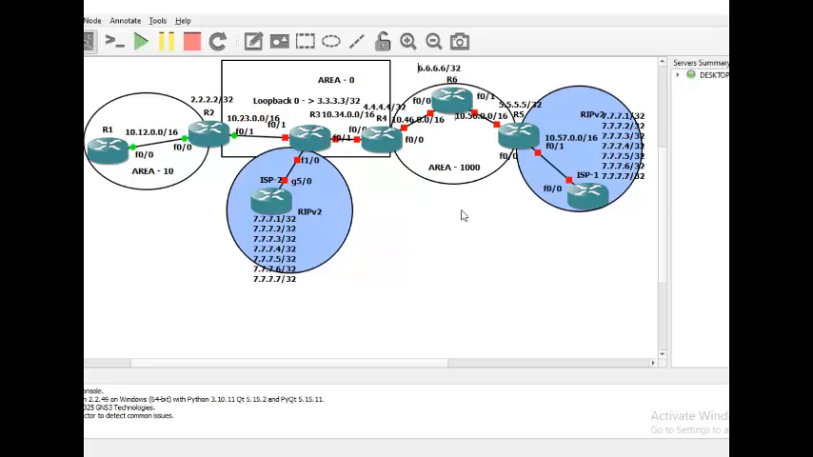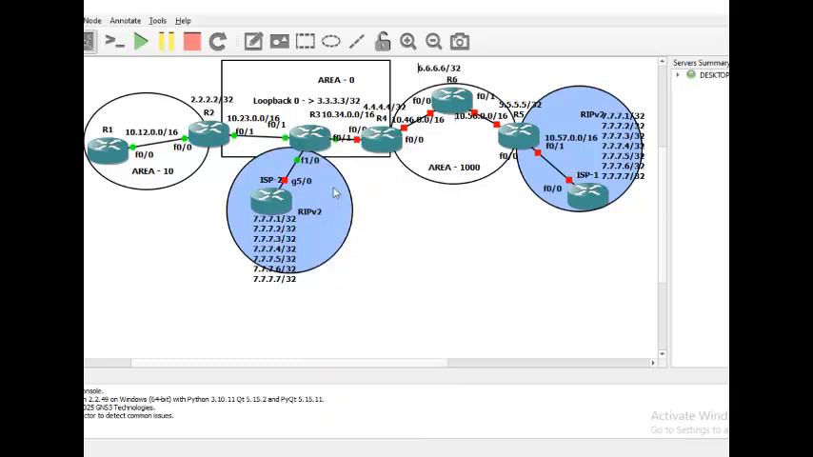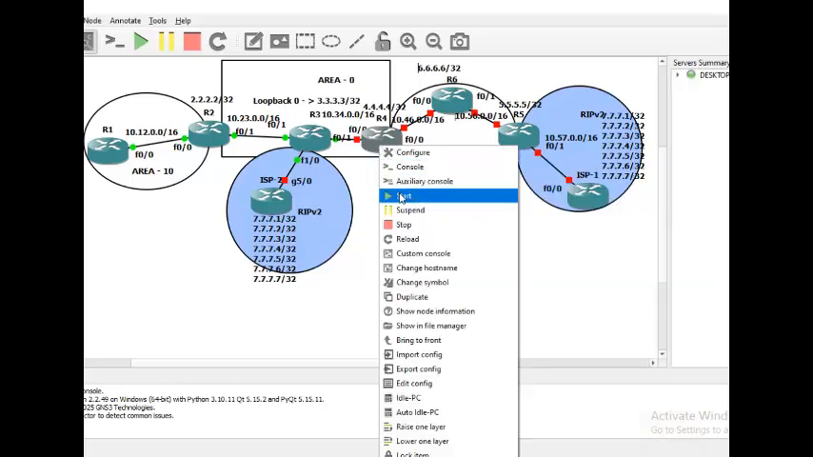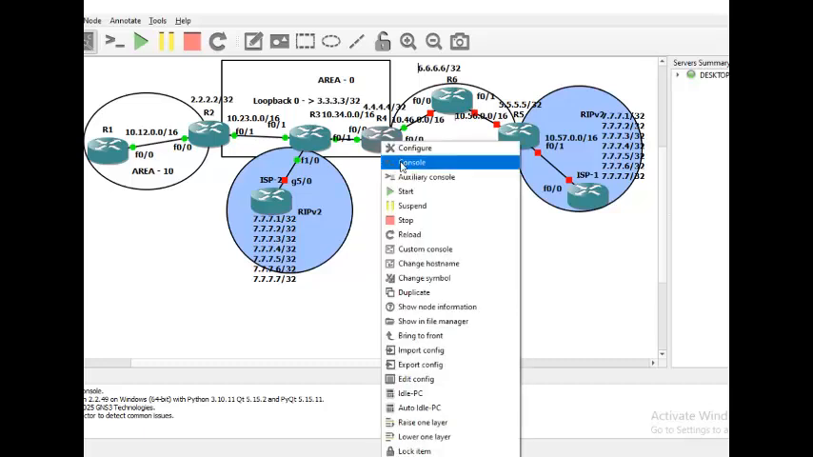Good. Very nice. This is what I was expecting. You kept it very simple. Very nice. Okay. Now someone answer me, what is the difference between totally stub and not so stubby area totally stub?